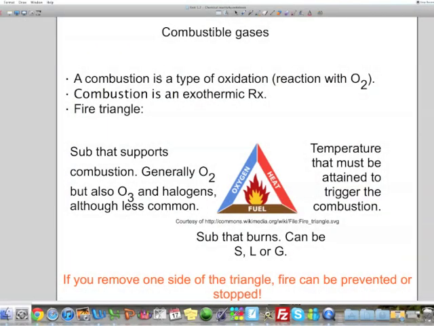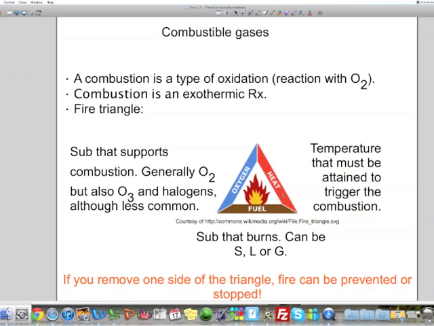That leads us to different types of combustible gases and what we need to have a combustion. So combustion is a type of oxidation. Oxidation, if you remember from last year, means that oxygen is involved, O2. Combustion is exothermic, it releases energy. And we need 3 things to have a combustion. That's why we call it the fire triangle. The first one is oxygen. Oxygen could be replaced by ozone or by a halogen. It will do the same job, but 99% of the time combustion will use oxygen.